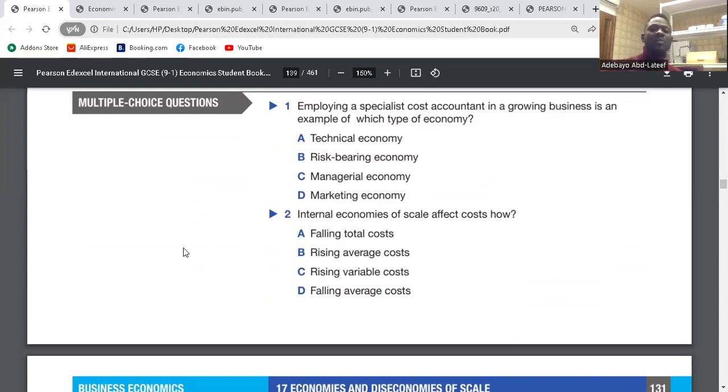It said internal economies of scale affect costs. How? Rising average cost. No. Falling average cost. Yeah. I think it's clear. That ends economies and diseconomies of scale. No, it was average cost. Yeah.